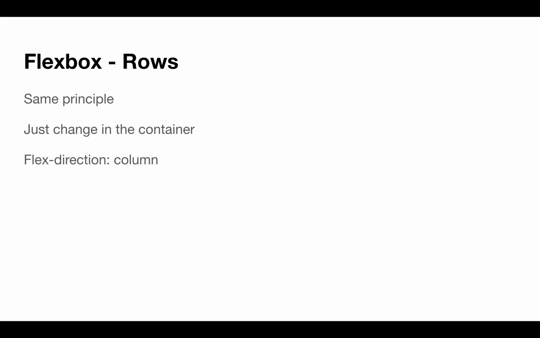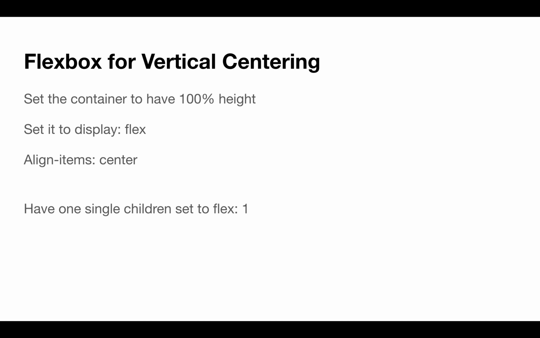Next up is rows. You just change the name of the property, flex direction, you set it to column, and now all of those divs that you used to think of as rows, you can think of them as columns. And you can also invert them, and I'm going to show you how it's so easy, it's amazing. Next up is the Flexbox for vertical centering.